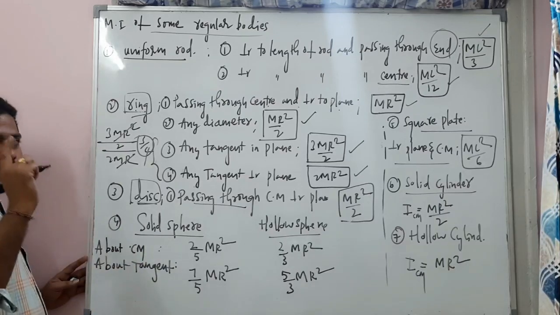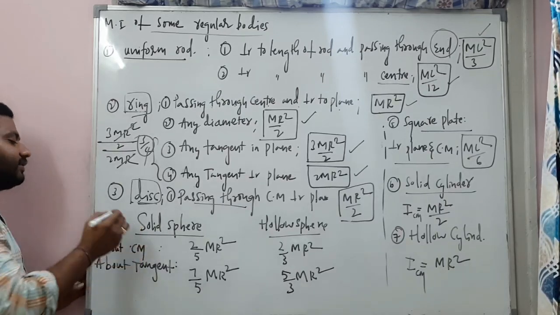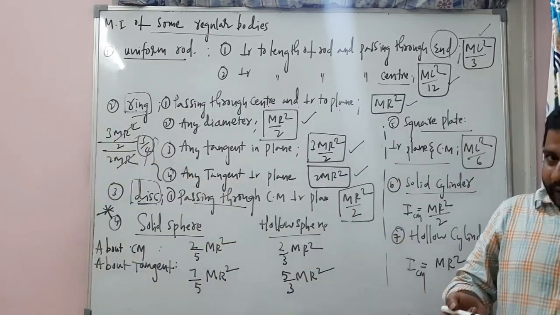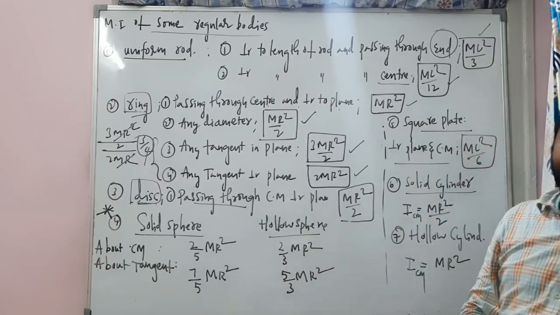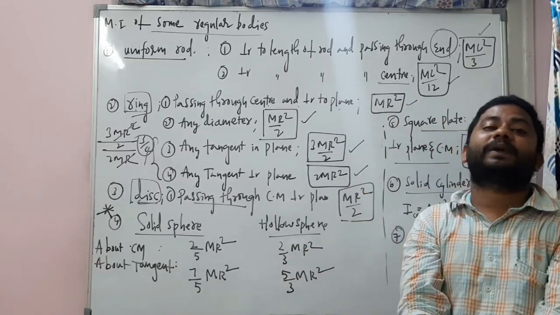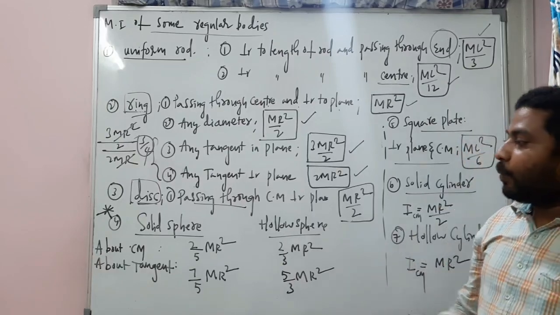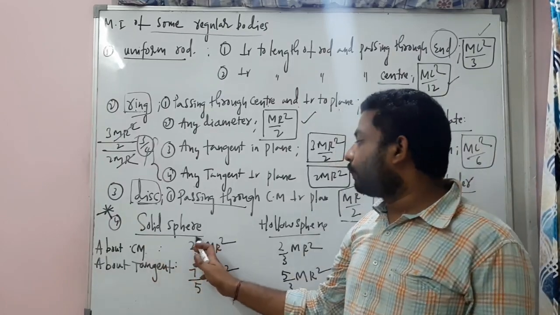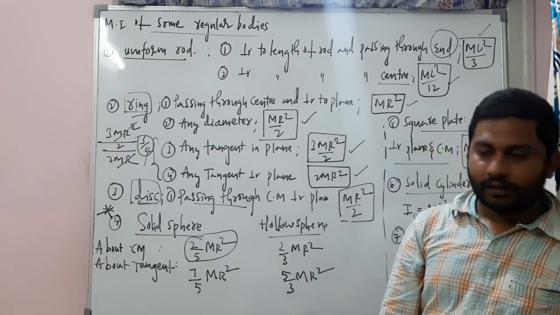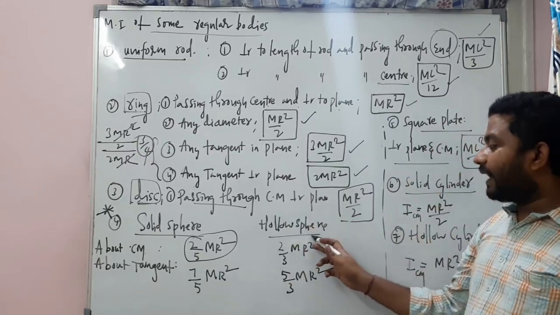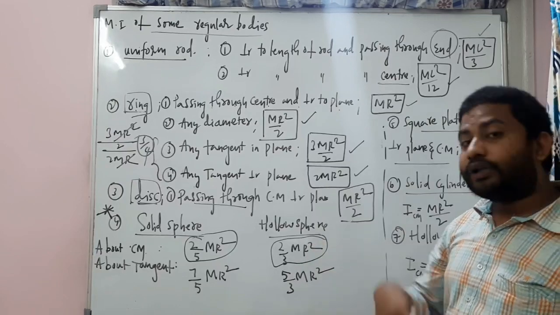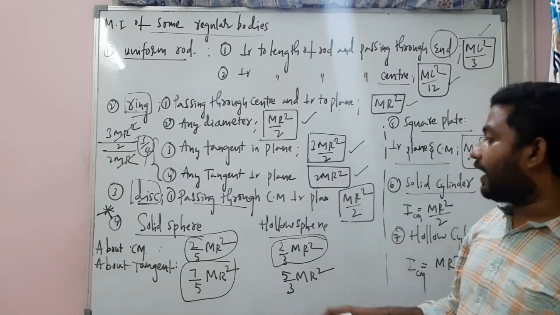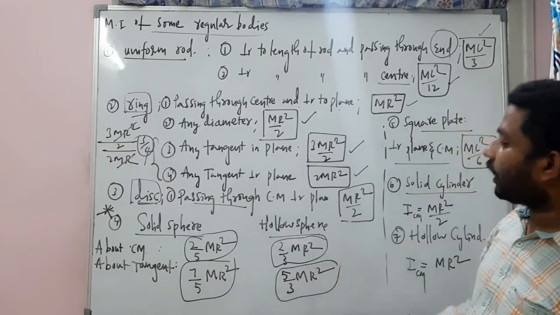Next, solid sphere. In most of the cases in the NEET, JEE, CET exams, the question was asked based on a sphere. That may be a solid sphere or a hollow sphere. In most of the cases, a solid sphere question was there, because you can consider Earth as a solid sphere here. So the moment of inertia of this solid sphere about an axis passing through the center of mass is 2 by 5 MR square. If it is a hollow sphere, that's 2 by 3 MR square. About a tangent, 7 by 5 MR square. About a tangent in case of a hollow sphere, 5 by 3 MR square.